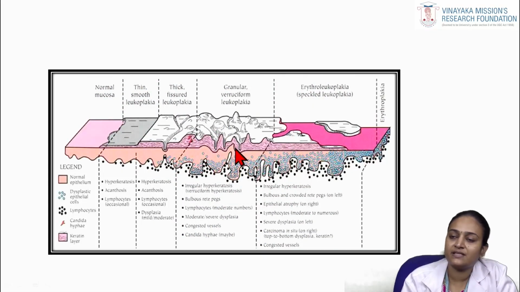And here you can see the verruciform leukoplakia or granular leukoplakia. In the same, you can see the irregular hyperkeratosis in the form of verruciform pattern. Here you can see the projection-like verruciform hyperkeratosis and bulbous rete ridges and lymphocytes, moderate to severe dysplasia, congested vessels and candida may be present.